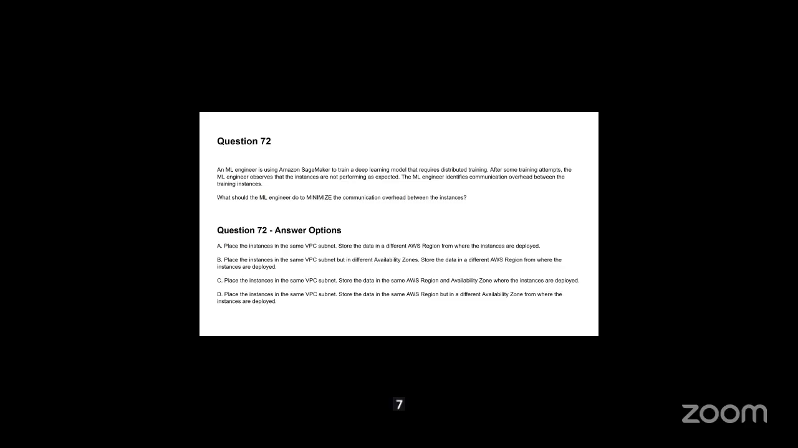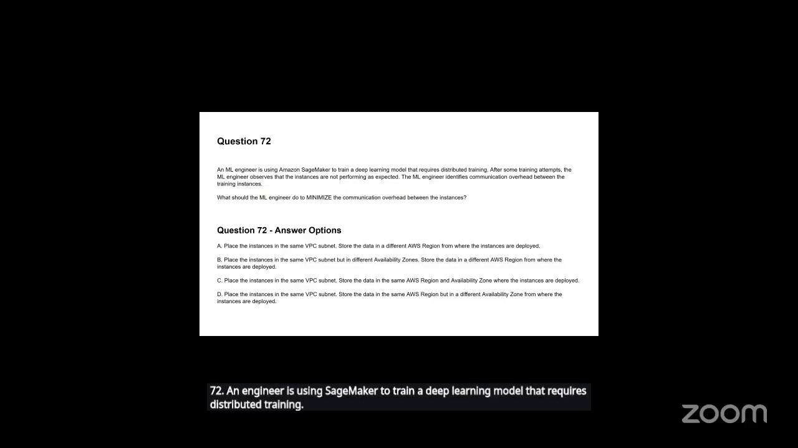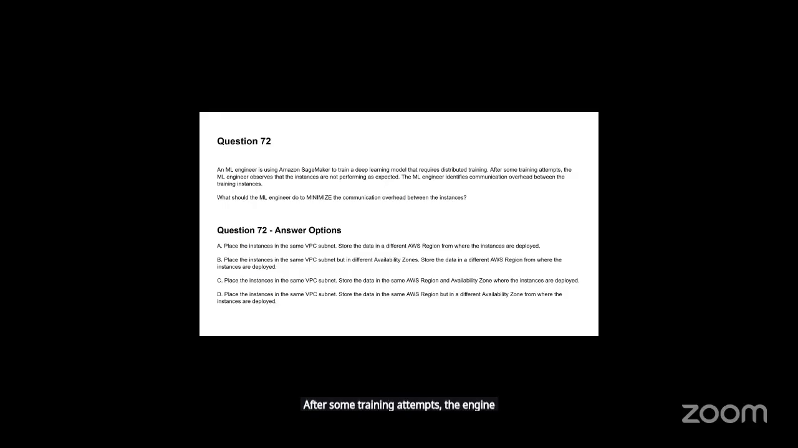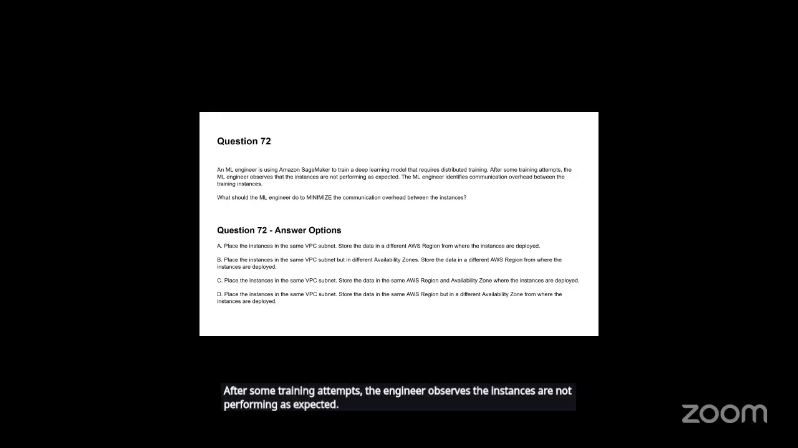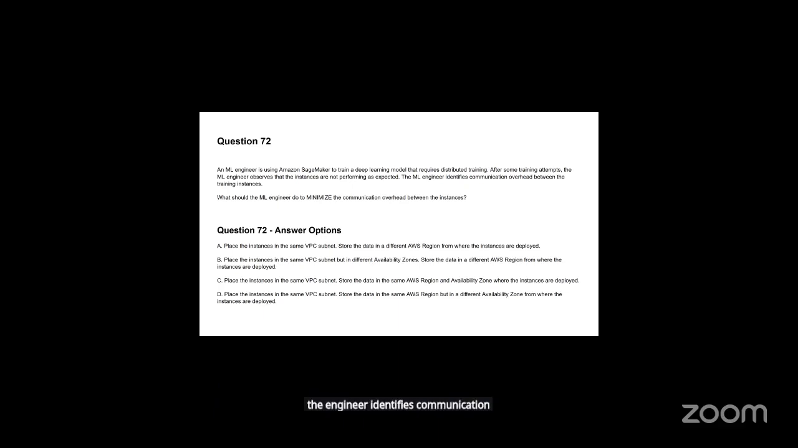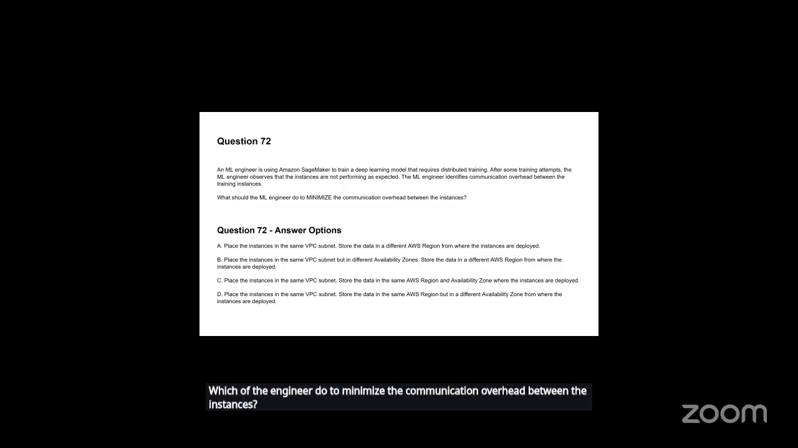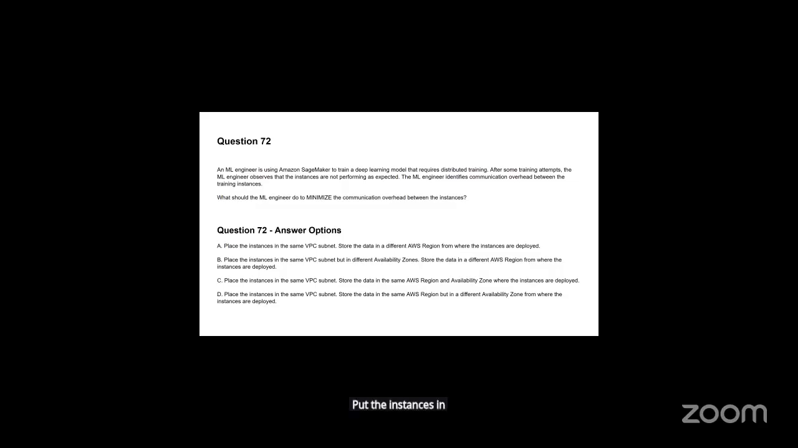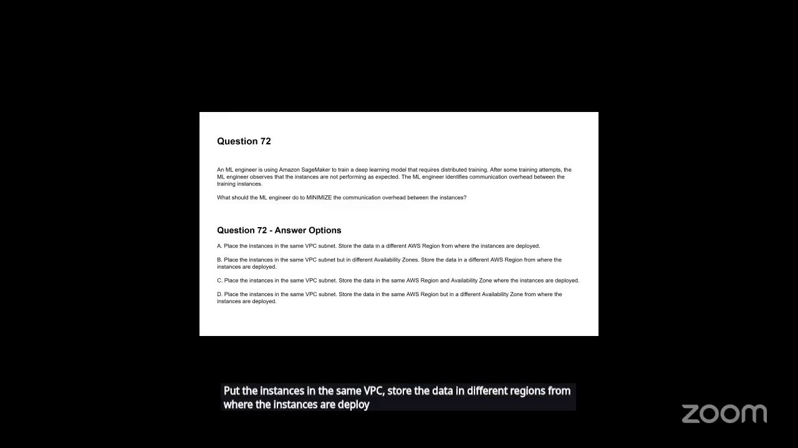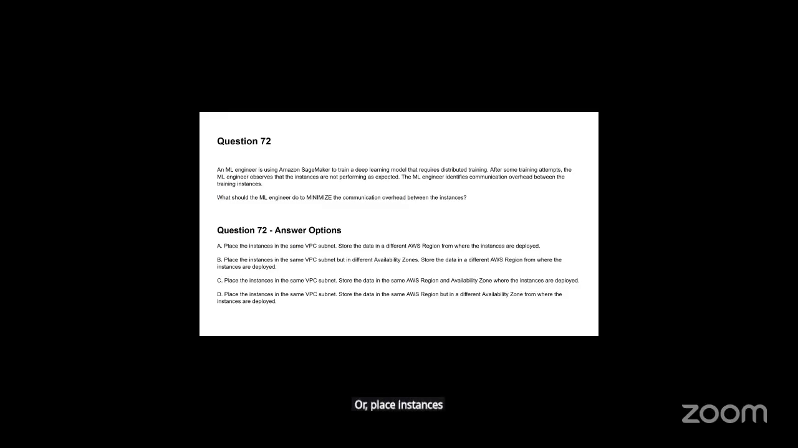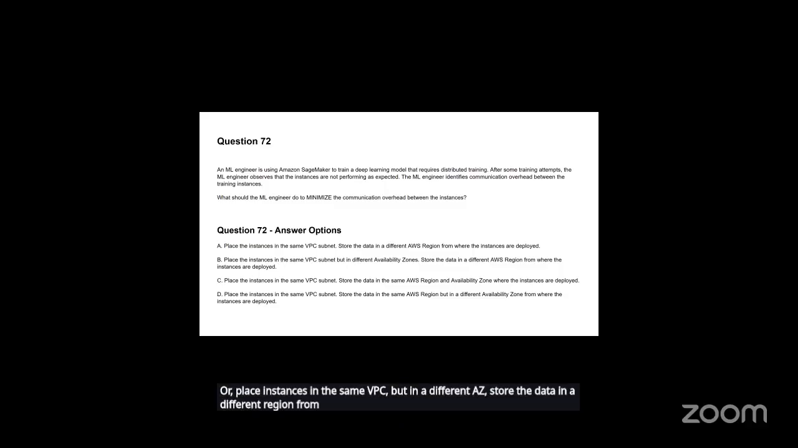72. An engineer is using SageMaker to train a deep learning model that requires distributed training. After some training attempts, the engineer observes the instances are not performing as expected. The engineer identifies communication overhead between the training instances. What should the engineer do to minimize the communication overhead between the instances? Put the instances in the same VPC, store the data in different regions from where the instances are deployed. Or place the instances in the same VPC, but in a different AZ, store the data in a different region from where the instances are deployed.